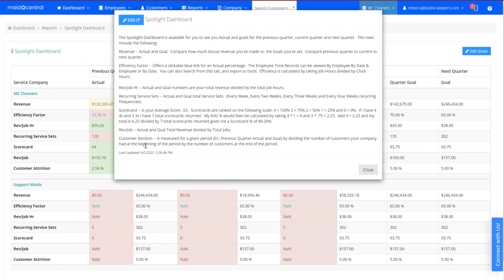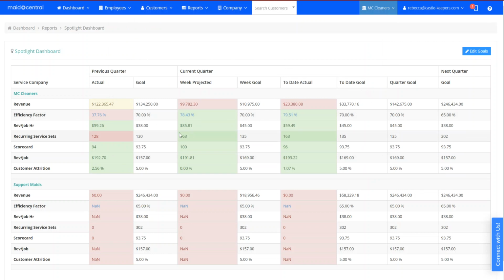But again, your customer attrition is measured for a given period, so for example, the previous quarter, by dividing the number of customers your company had at the beginning of the period by the number of customers at the end of the period, giving you a percentage lost. You can see the industry average is approximately 5%, so that's a good goal to keep in mind. You can see that our actual was quite well below that for the previous quarter, so that's why that number's in green. That's a good thing.